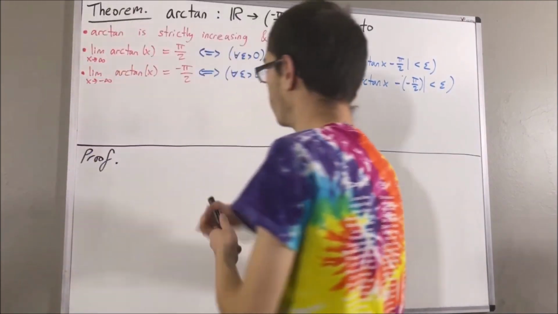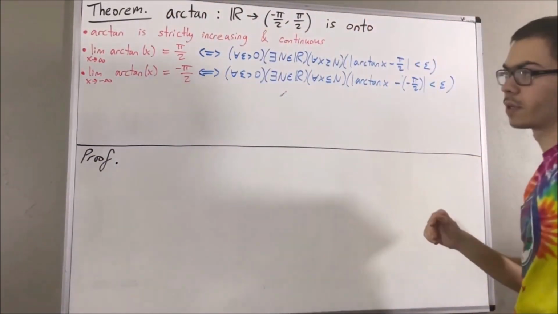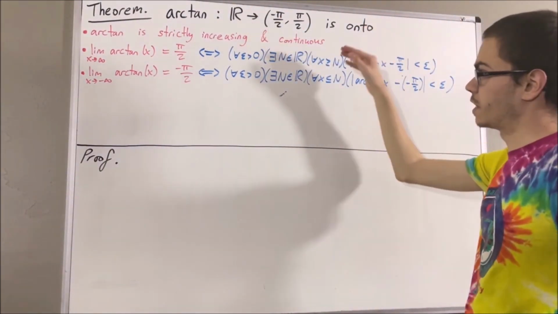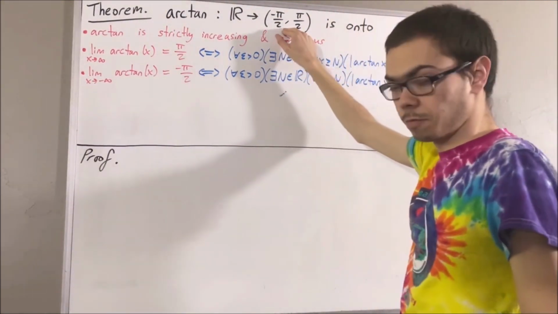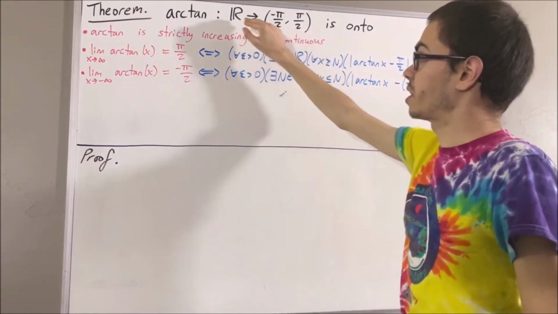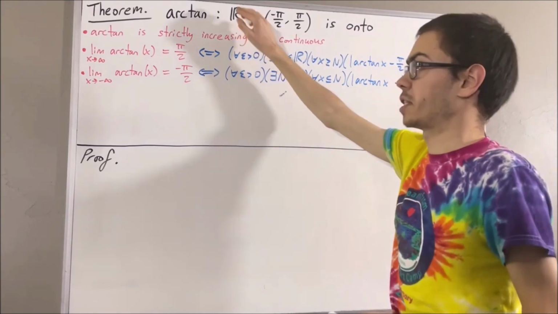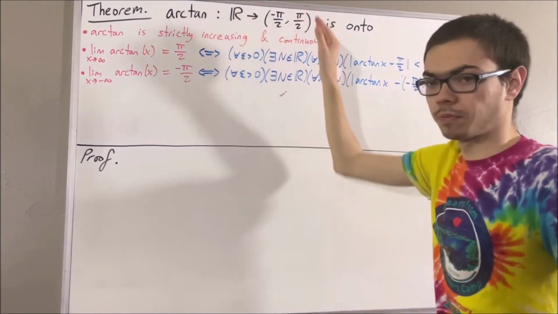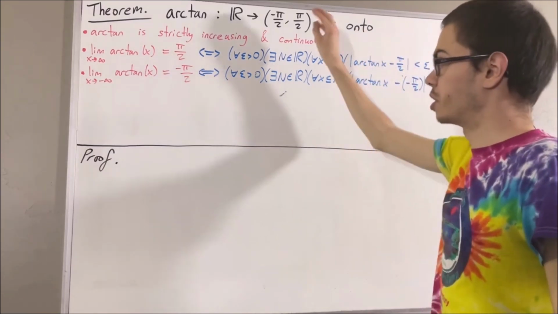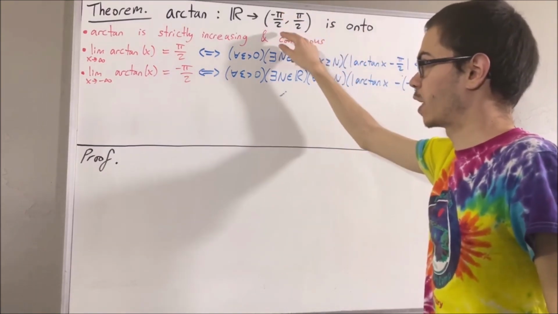Okay, so now let's get into proving this theorem. Now, to prove this, what we're really trying to prove here is for every real number w in the open interval negative pi over 2 to pi over 2, there exists a real number c such that the arctangent of c is equal to w. So to prove that, let's first give ourselves an arbitrary real number w in the open interval negative pi over 2 to pi over 2.